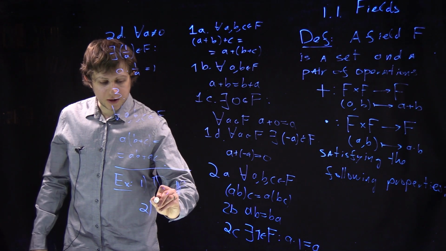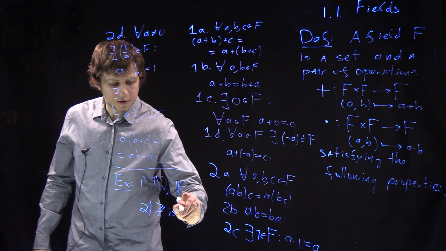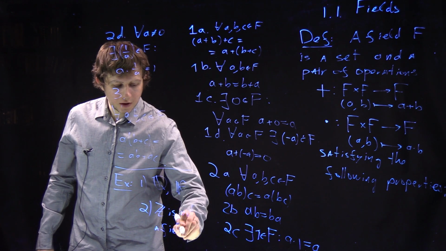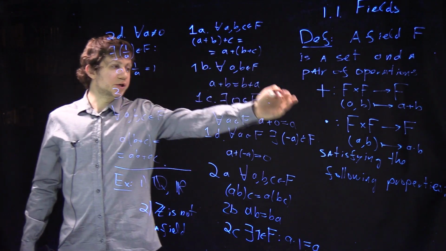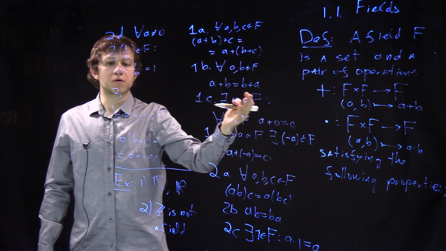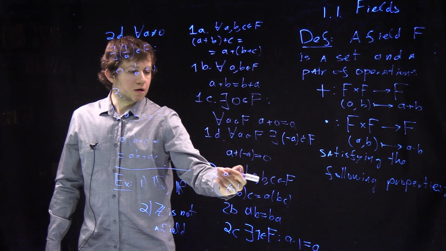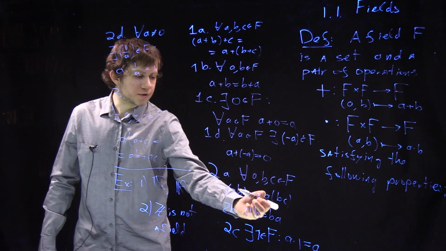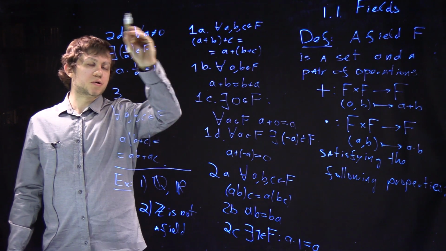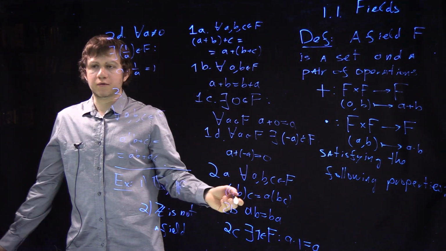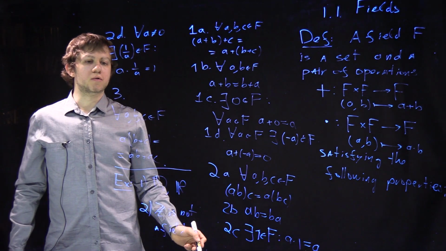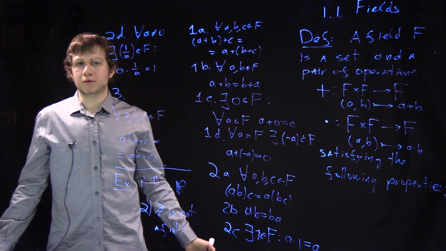So second is a non-example: Z is not a field. Again, with usual operations. Why? All properties of addition hold, and distributivity holds, multiplication is associative, it is commutative, there exists one, but the last property of multiplication, the existence of inverses, does not hold. Because, for instance, 1 over 2 is not an integer anymore. So that's why Z is not a field.